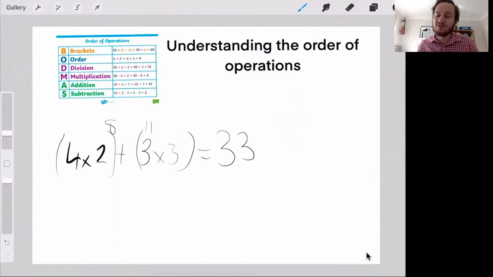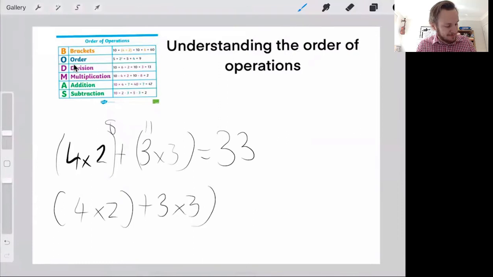But what the order of operations tells us is there are certain numbers that have to be solved first. When you're solving any equation, you need to solve what's in the brackets first, because you can see up here with the B, brackets. Whatever's in brackets, we solve first, because they're supposed to be grouped together. So even though they're made as 2 separate numbers, they're actually supposed to be one number. You're supposed to simplify it down to one number. 4 times 2 plus 3 times 3.